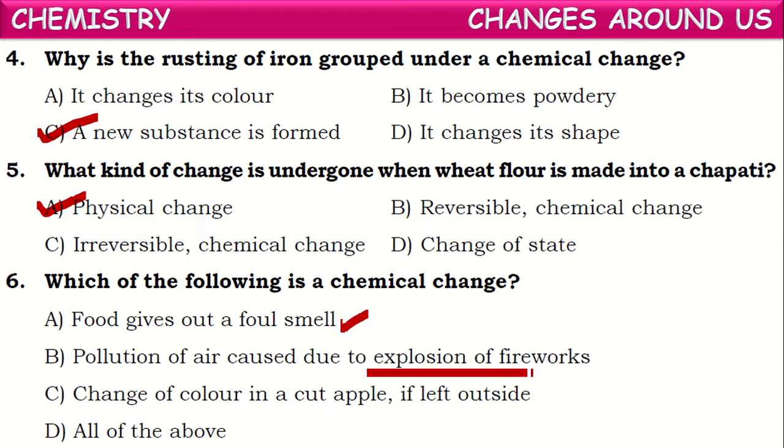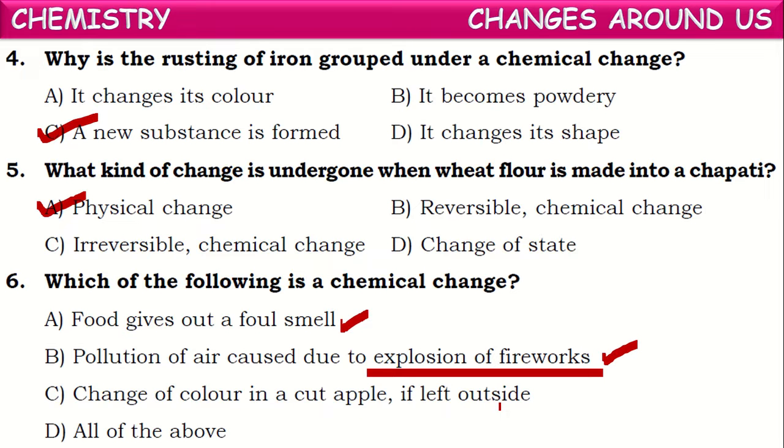So, explosion of fireworks. What happens when fireworks are exploded? They burst and explode immediately and produce a large amount of gases and heat into the atmosphere. There, new substances are formed by the explosion of fireworks. As new substances are formed, that comes under chemical change. Next, change of color in a cut apple if it is left outside.